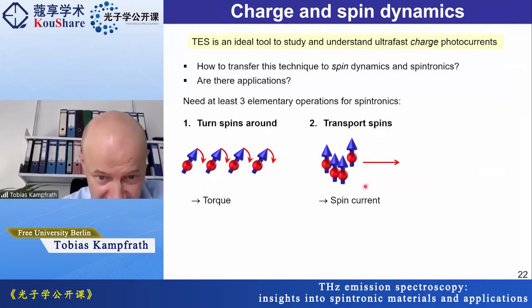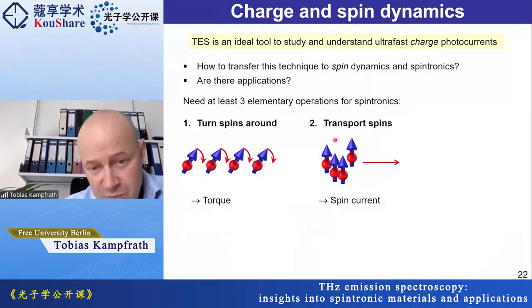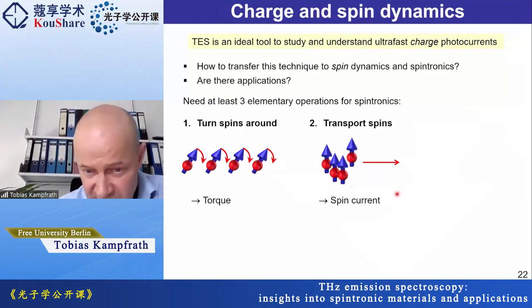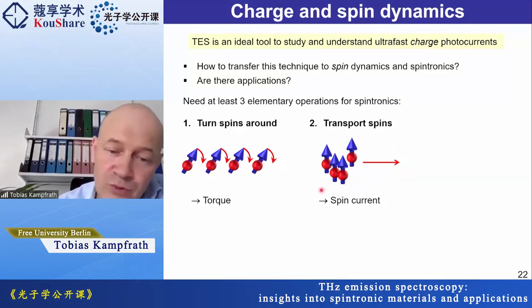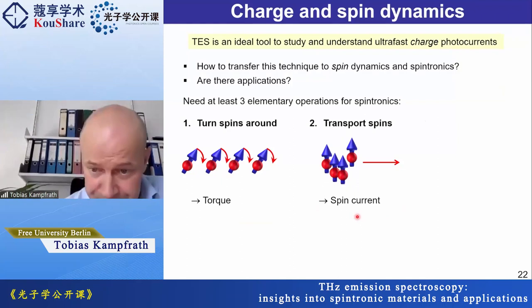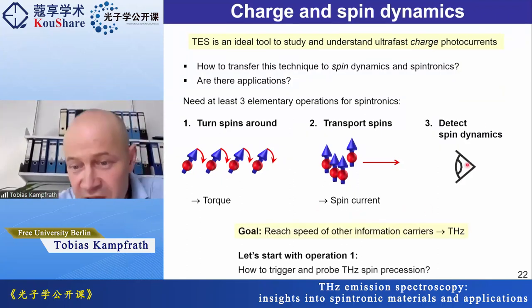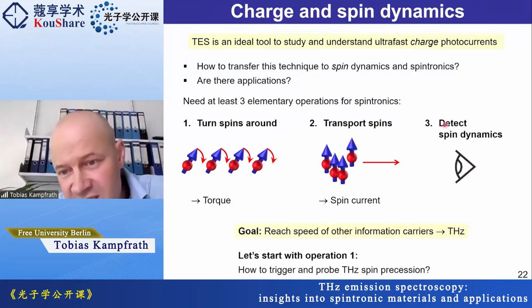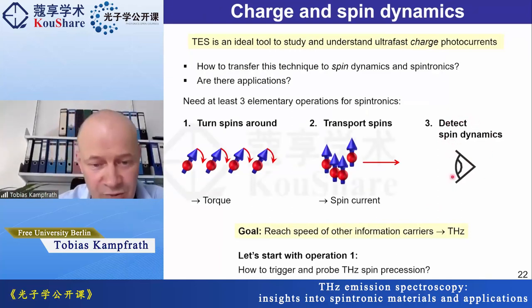Second, you also would like to transport spin information. But this means you simply need to transport spin polarized electrons through space. You can also say you would like to launch spin currents. And finally, of course, you want to know what you've done. And that's why you need to be able to detect spin dynamics by some suitable detector.